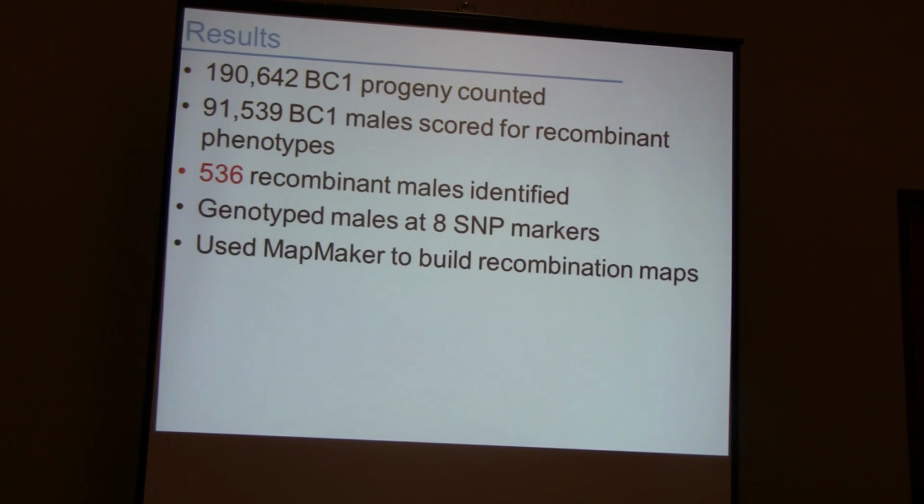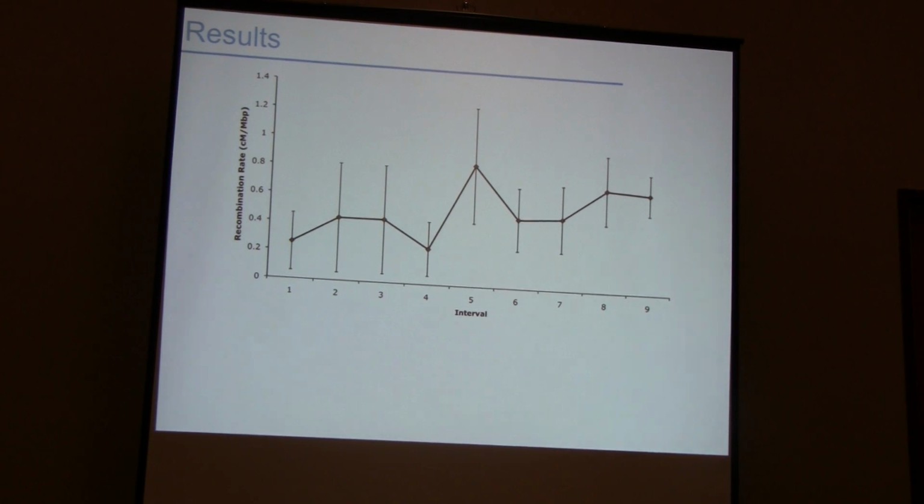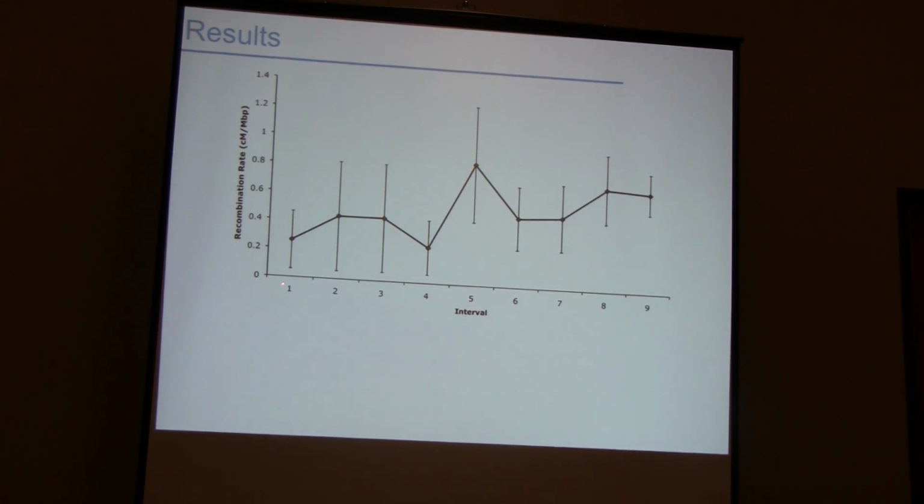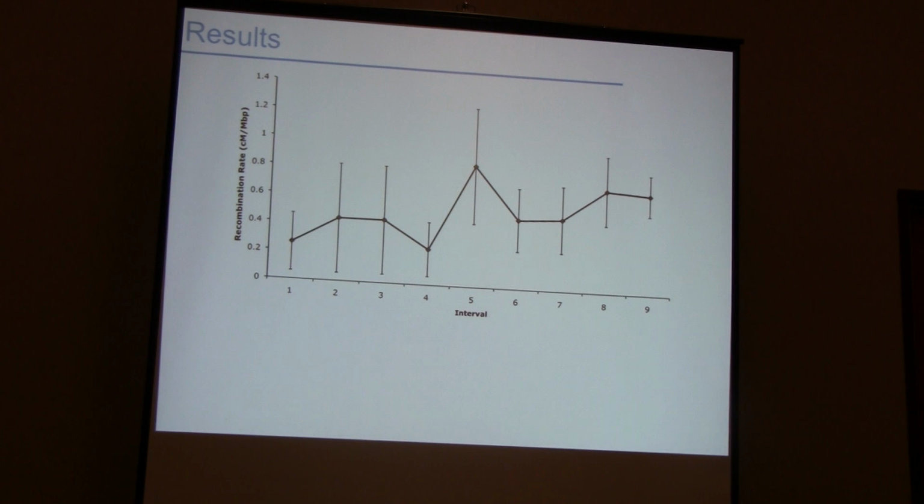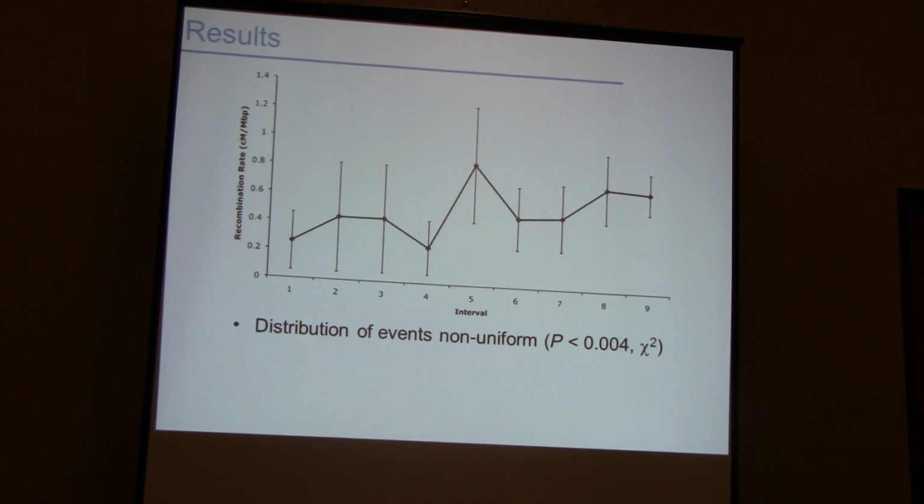And so we genotyped these 536 males at 8 single nucleotide polymorphism markers. These are markers that distinguish our 2 parental lines. And then we used MapMaker, which is just a freely available software package that takes genotype data to infer a recombination map. And these are the results from that study. We have our intervals on the x-axis that are bounded by our visible markers and also containing our 8 single nucleotide polymorphism markers. And here's recombination rate in centimorgans per megabase pair. And there are a couple things to notice about this plot. First is that the distribution of crossover events at a fine scale in this region of the melanogaster X chromosome is significantly different from uniform.